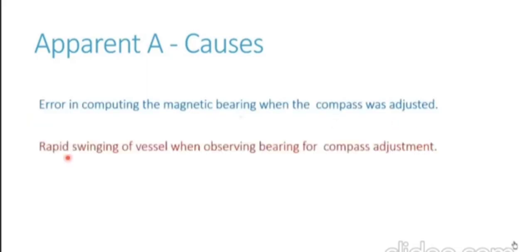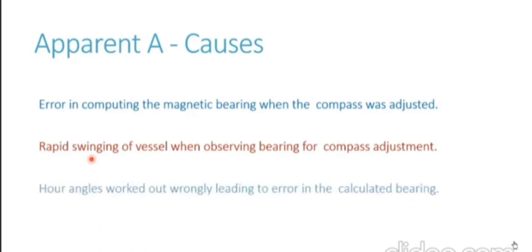Further reasons could be error in computing the magnetic bearing when the compass was adjusted, or rapid swinging of the vessel when observing the bearing for compass adjustment. It is recommended that whenever we are doing the compass adjustment, the vessel should not be swung rapidly. It should be steadied on a particular heading before noting down the deviation.